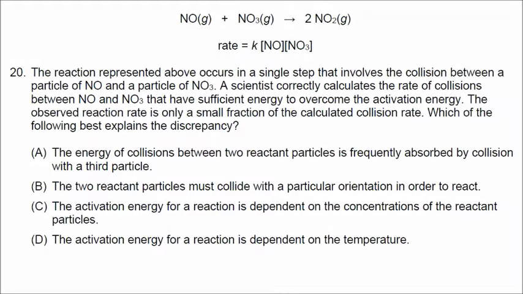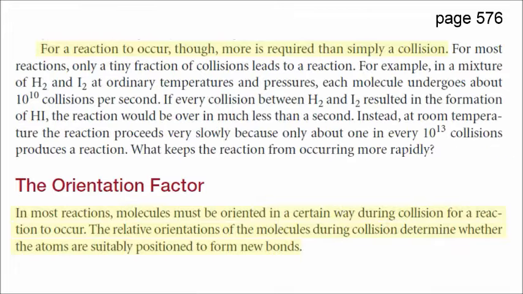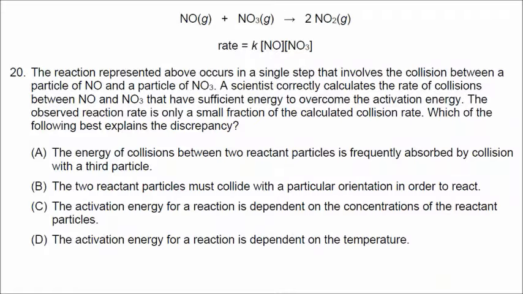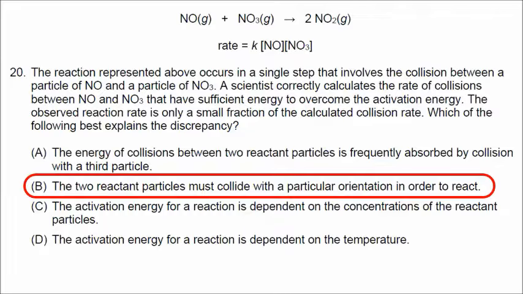Number 20. Just because molecules collide doesn't necessarily mean that they're going to produce products. The observed reaction rate is only a small fraction of the calculated collision rate. So why is that? On page 576, more is required for a reaction to occur than just a collision. In most reactions, the molecules must be oriented in a certain way during a collision for a reaction to occur, so they can sort of line up and form their new bonds. So correct answer for number 20, the 2 reactant particles must collide with a particular orientation in order to react.